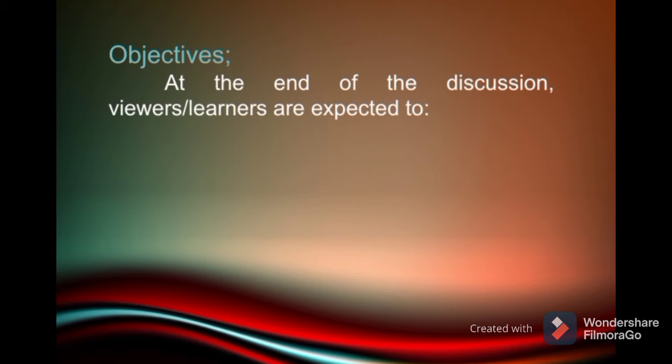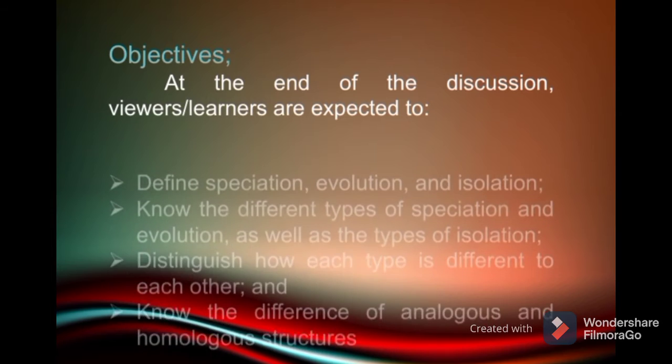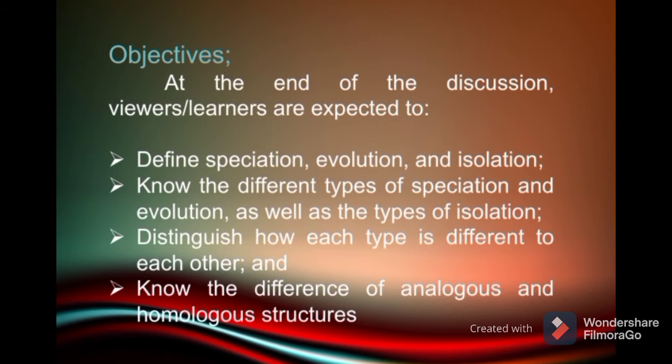At the end of the discussion, viewers or learners are expected to define speciation, evolution, and isolation, know the different types of speciation and evolution, as well as the types of isolation, distinguish how each type is different from each other, and know the difference between analogous and homologous structures.